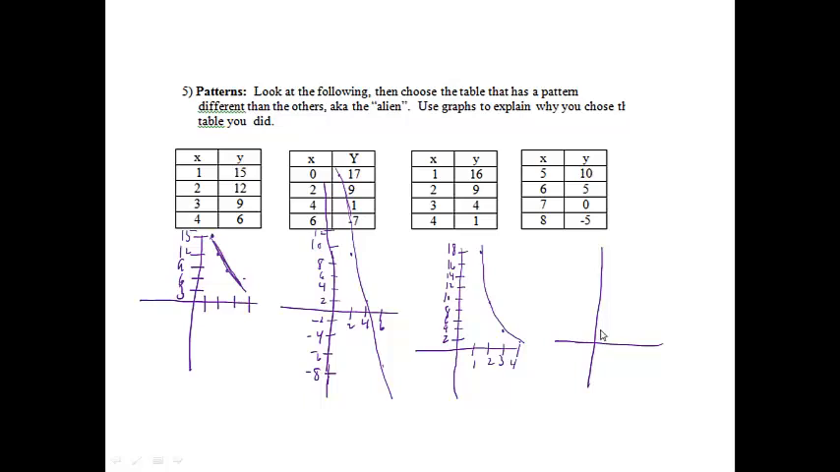I think I'll go by 2s again. 2, 4, 6, 8, 10. And 1, 2, 3, 4, 5, 6, 7, 8. Go by 1s. Okay, so 5, 10. So go to the right 5. 1, 2, 3, 4, 5. And up 10.